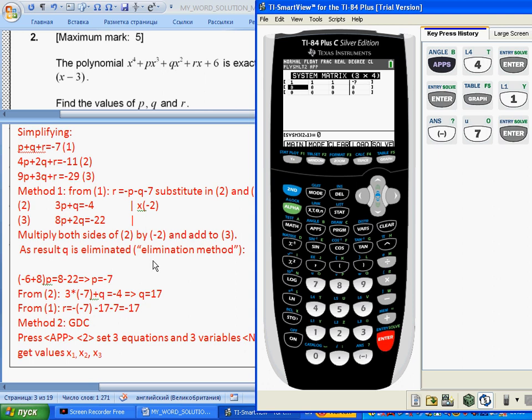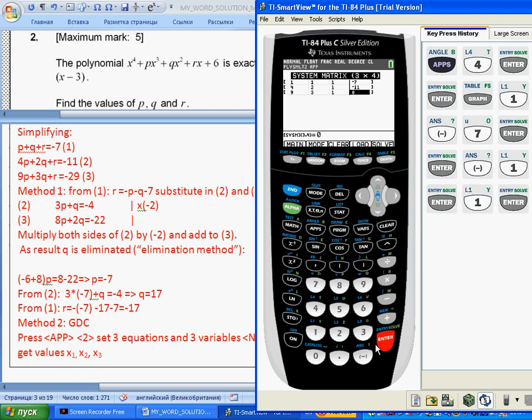Second is 4, 2, 1, minus 11, enter, and the last one, 9, 3, 1, minus 29, enter. So the information is inserted.